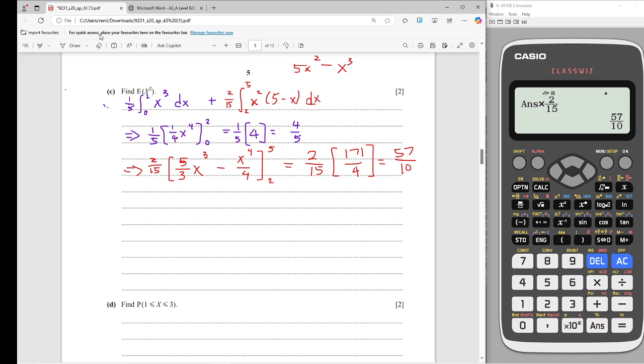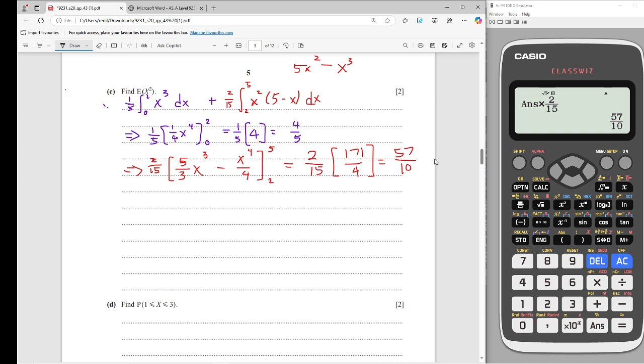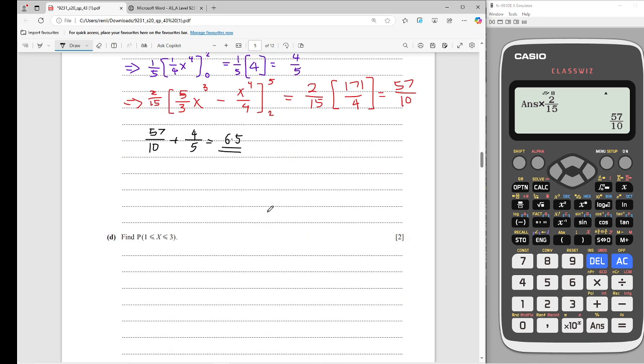Now our final values. So we had to integrate the two values and then add them together. We have 4 by 5 and 57 by 10. So let's add up the two values: 57 over 10 plus 4 by 5 equals 6.5. It's actually 65 by 10, but we can take it as 6.5. They would want it in decimal values.